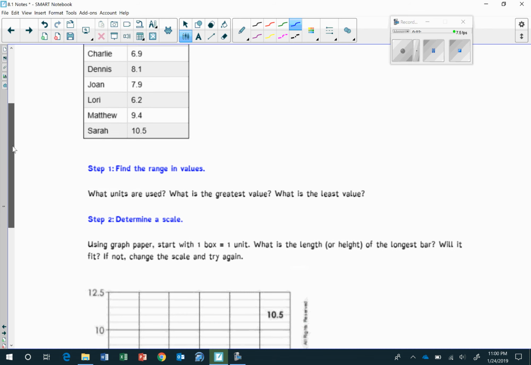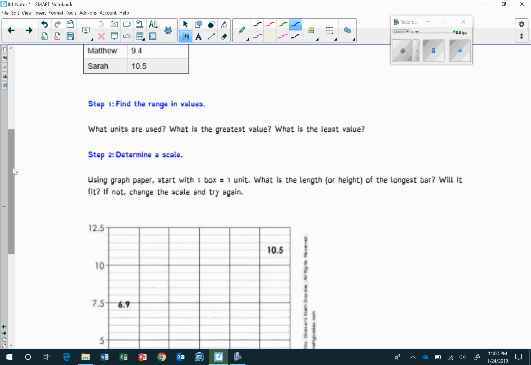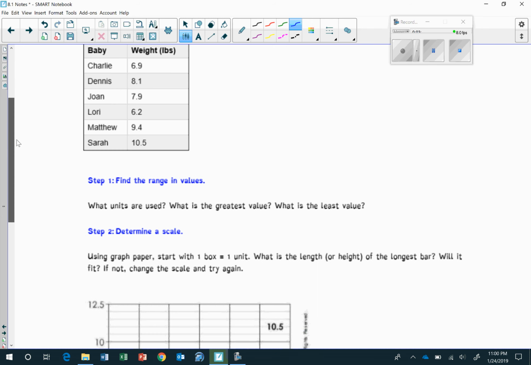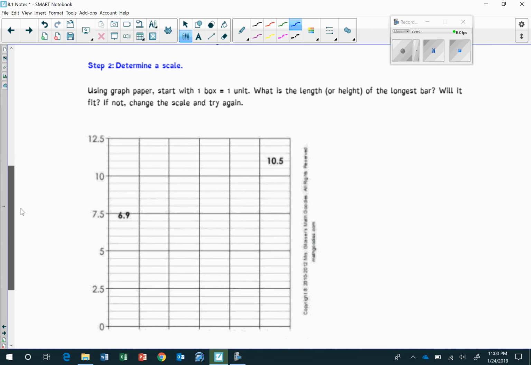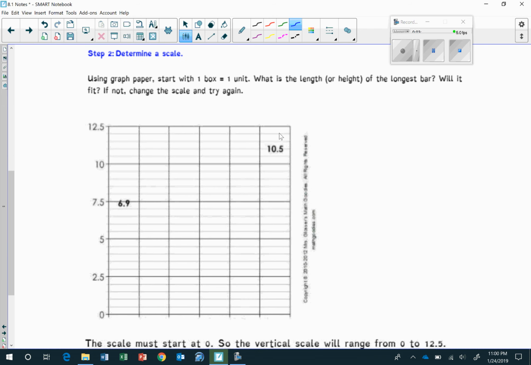Step number 2 says determine the scale. Using graph paper, start with one box equaling 1 unit. What is the length or height of the longest bar? Will it fit? If not, change the scale and try again. As we said, our highest weight is 10.5. So when we make our bar graph, we need to make sure that we can fit 10.5.